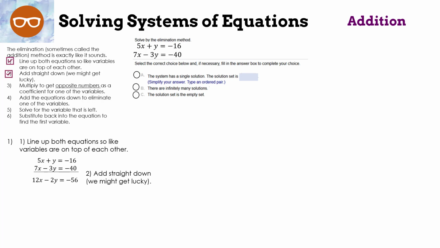Sadly, we don't get a 0x or a 0y like we did before. This means we have to multiply one or both of the equations so that when we add down, we do get a 0x or a 0y.